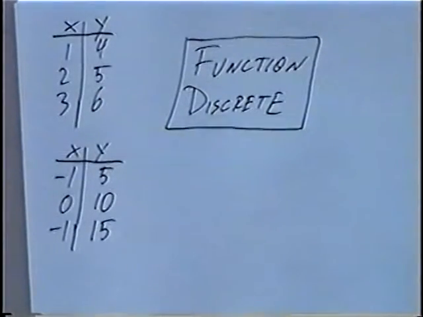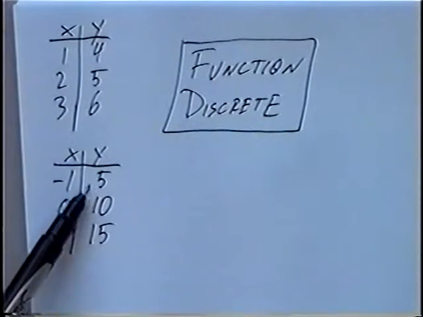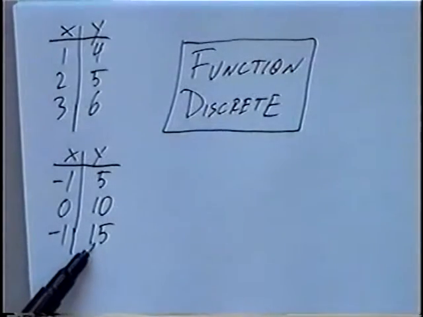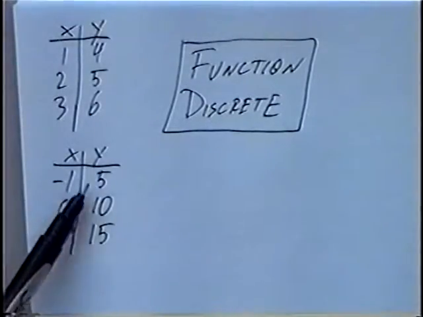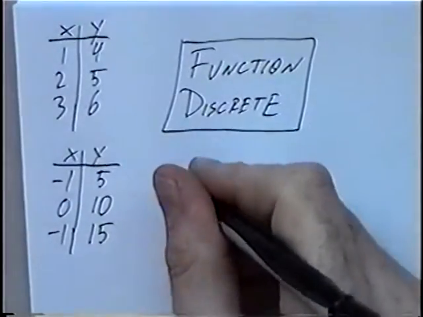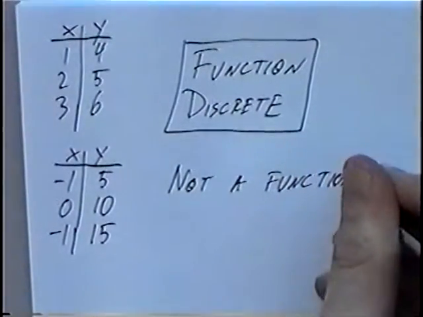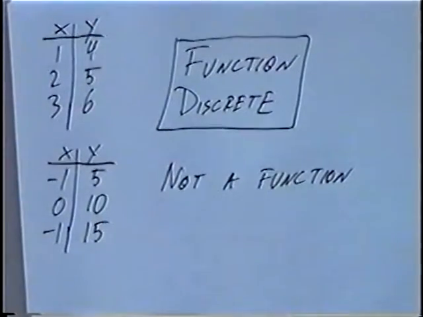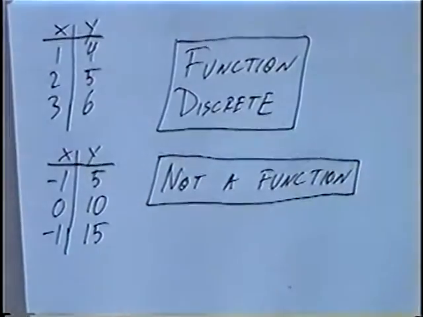When using the 1-to-1 definition, you want to look for x values that repeat. In this case, we have -1 that repeats. 1-to-1 means every x value has one y value. In this case, -1 has a y value of 5, and -1 also has a y value of 15. So if you have the same x value and they go to two different y values, that makes it not one-to-one or not a function. If it is not a function, it is neither discrete nor continuous, so the answer would just be not a function.